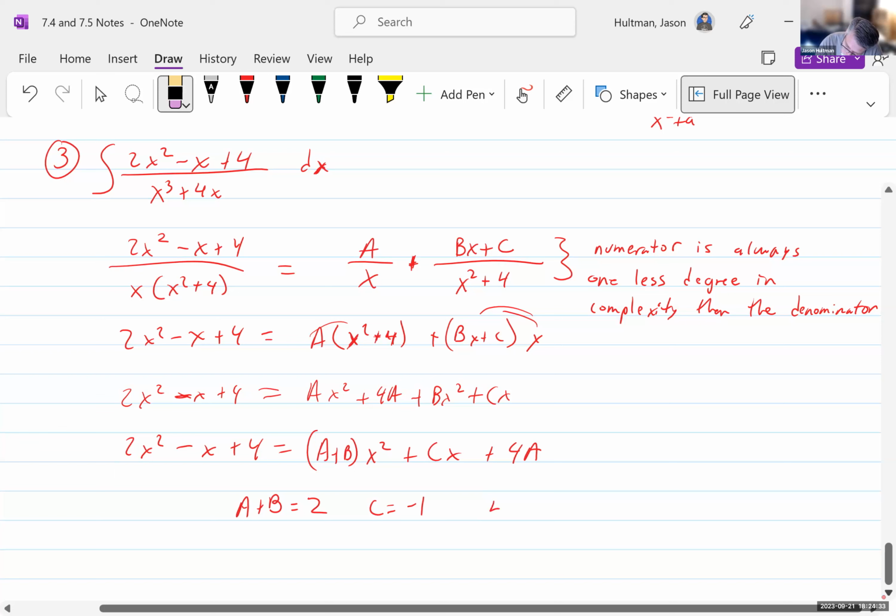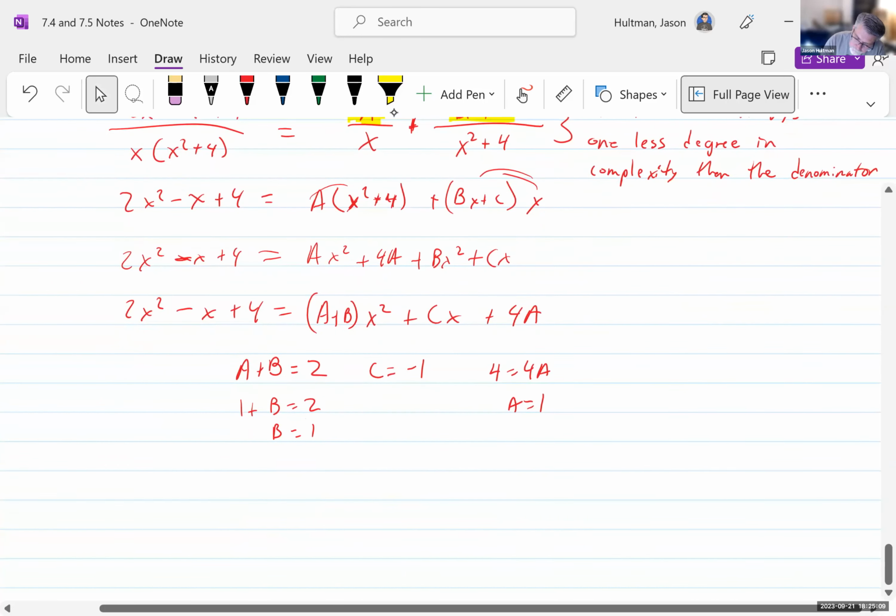So 4 is equal to 4a, so a is equal to 1. If a is 1 and a plus b is 2, then b is 1. So 1 plus b is 2, so then b is 1. Okay, cool. So let's plug these back in up here, for A, B, and C, and let's see what we can do.